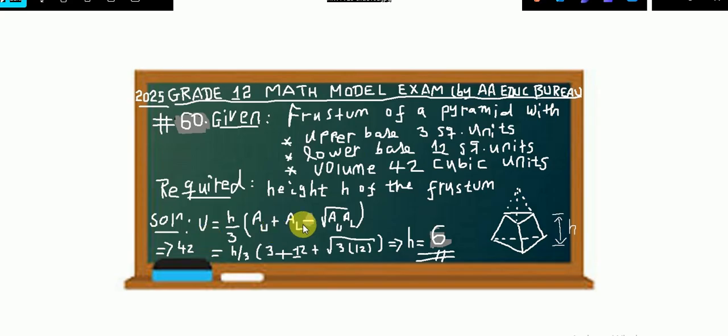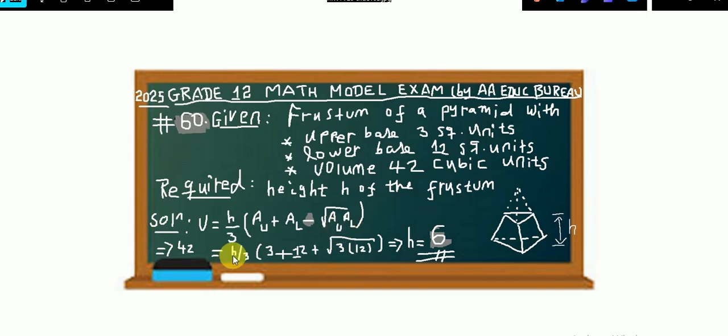Its volume formula is given by this. Volume is, plus, height of the frustum over 3 into the area of the upper base plus the area of the lower base plus the square root of the product of the areas of the lower and upper bases.